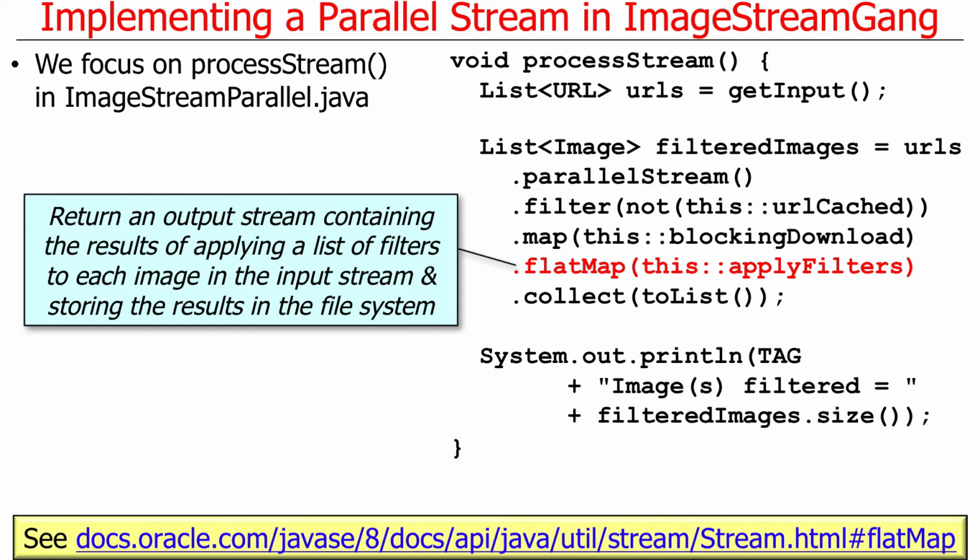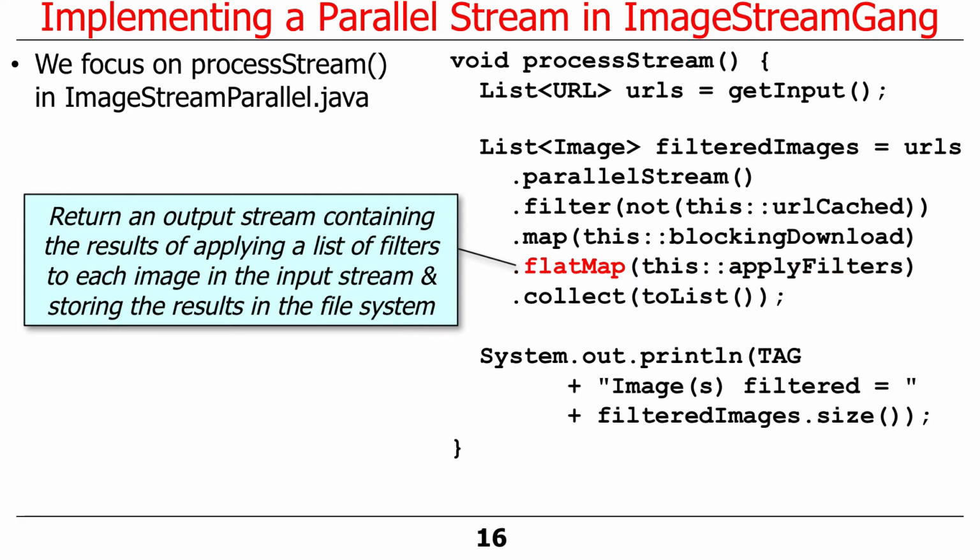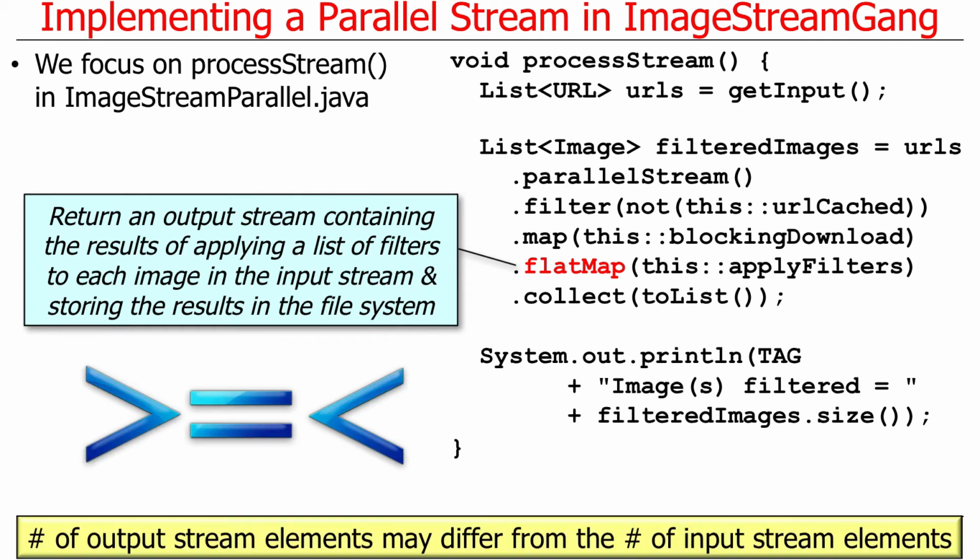Blocking download and calling map on blocking download will give you a stream of images. And then we want to go ahead and apply the filters to each image. As I mentioned before, apply filters is going to return a stream of images that correspond to the things that have been filtered or transformed. Therefore, we have to flat map them back together again so we don't end up with a stream of streams.